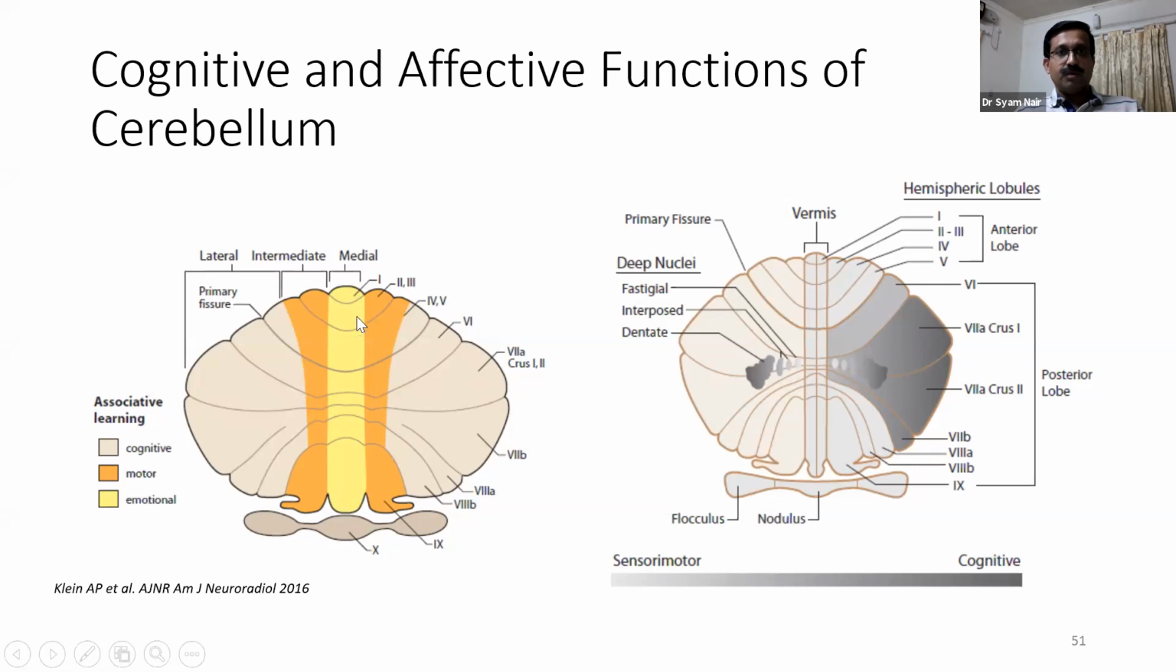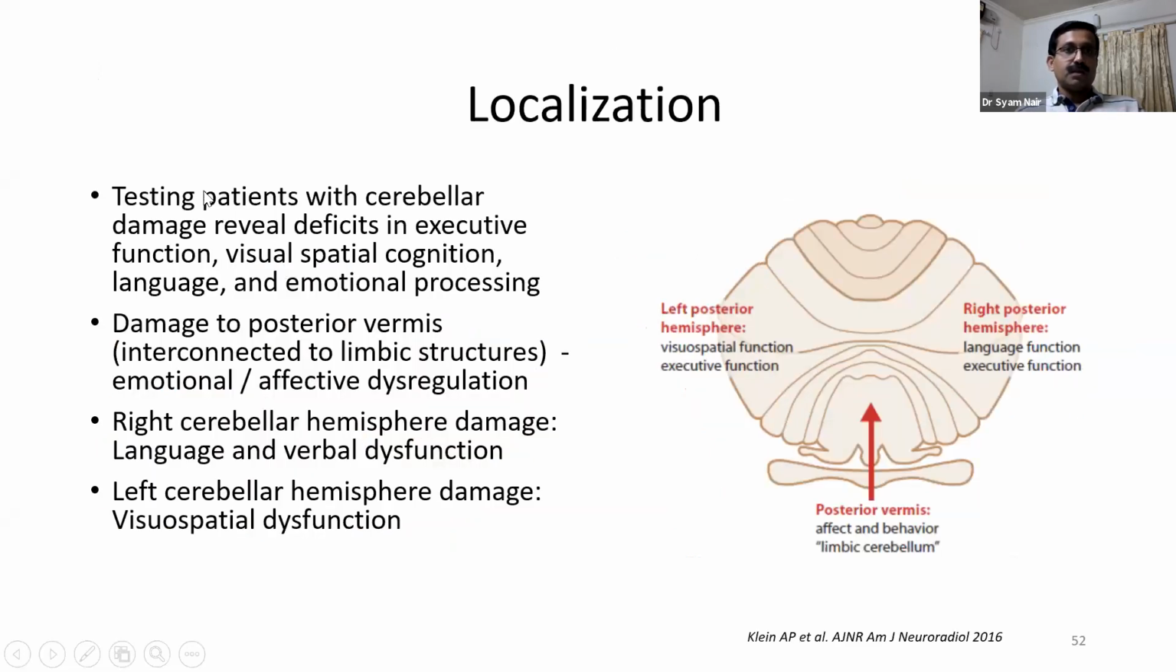And the vermis, you know that the anterior vermis, the vermis of the anterior lobe, is concerned with axial motor functions, while the vermis of the posterior lobe has affective, that is emotional, functions. So the posterior vermis is concerned with affect and behavior. That is the limbic cerebellum. It has connections with the limbic areas of the brain, which are concerned with emotion.